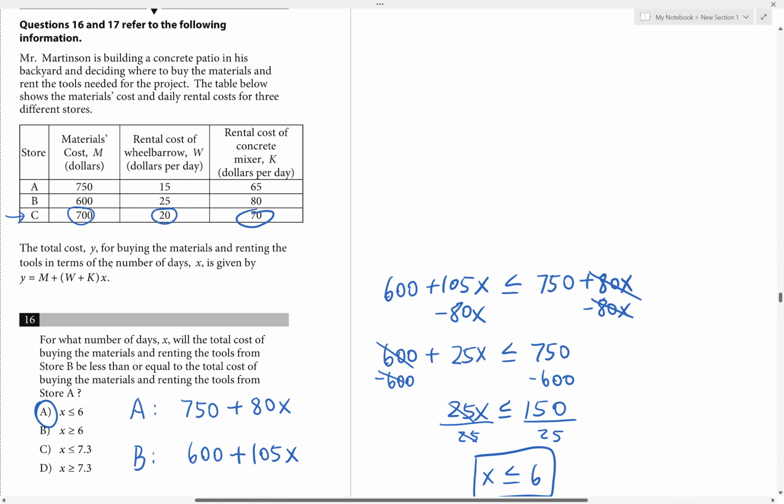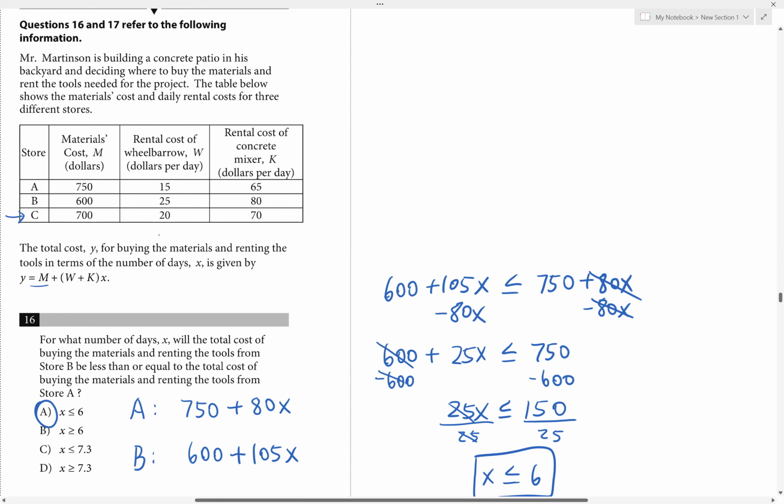Okay, and we kind of talk about this. We did question 60, and we said the M is the fixed cost, is the material cost, right? And then W and K, they are the rental cost for the wheelbarrow, and then rental cost for concrete mixture, right? So that will be the cost for the tools, right? And that's per day. Okay, so how much it costs per day for both tools.